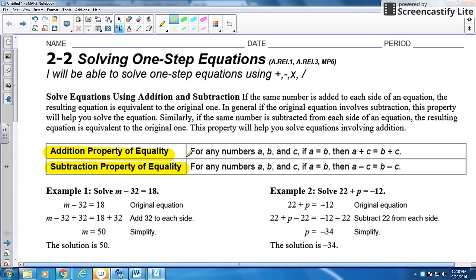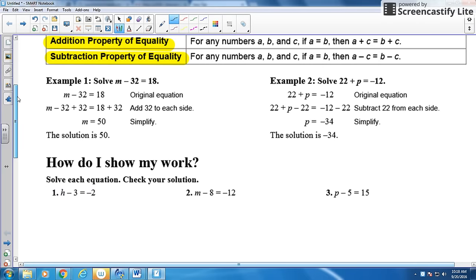So today we're going to look just at one-step equations, pretty basic, and how we solve them using addition and subtraction. In this example, we start with m minus 32 equals 18. Remember, our goal in solving an equation is to find out what just m is, so we're trying to isolate that variable. To get rid of a minus 32, we're going to do the inverse operation. We're going to add 32 on both sides.